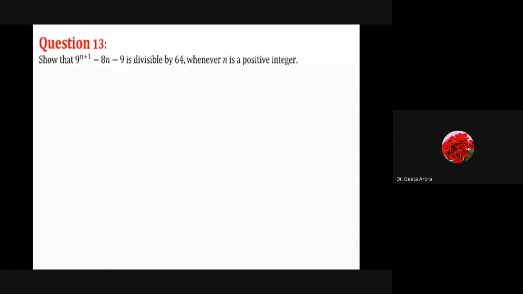Here we have a different type of example. We are saying, show that 9 raised to power n plus 1 minus 8n minus 9 is divisible by 64. This is a different type of example we are looking at. So how to do it? Let's see.